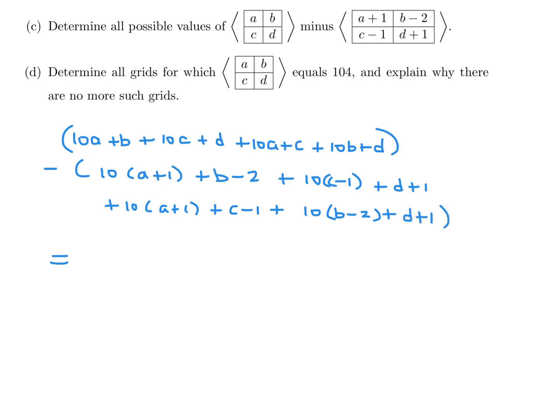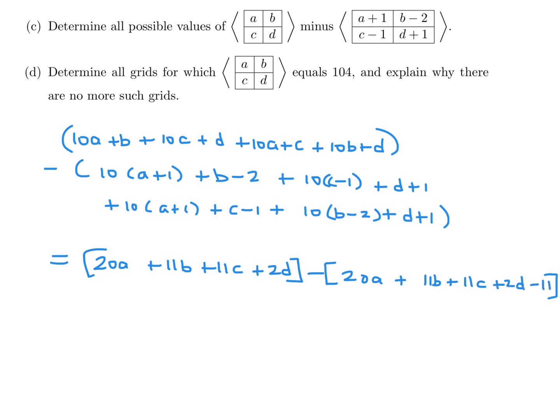Okay, and then I'll let you collect like terms and all that, and I'm sure you can do it. And when you do, you'll find it comes down to this: 20a plus 11b plus 11c plus 2d minus 20a plus 11b plus 11c plus 2d minus 11. And when you do that, everything cancels except the 11. So the only possible value for this whole thing is 11.